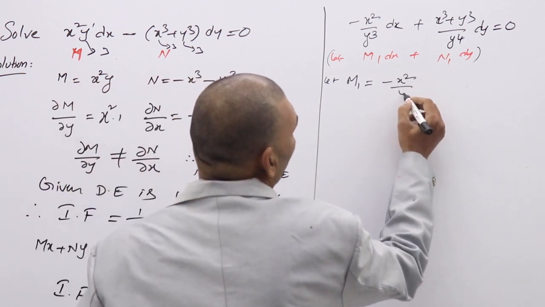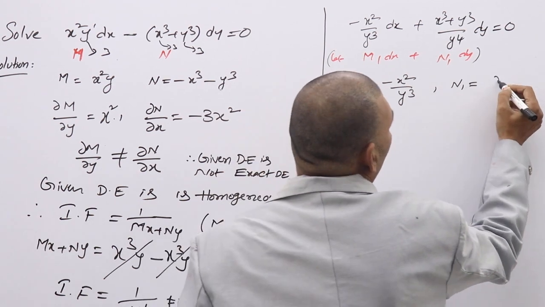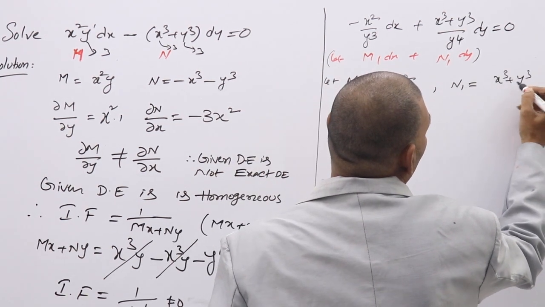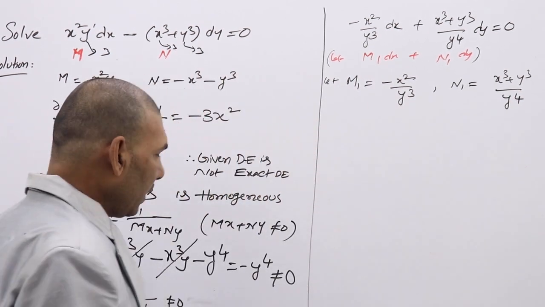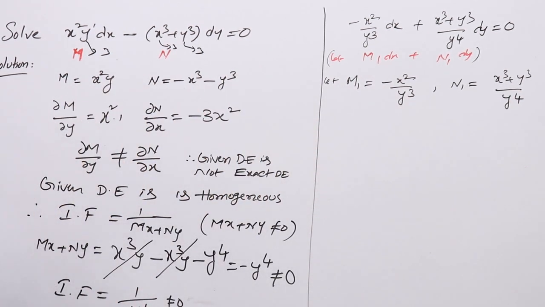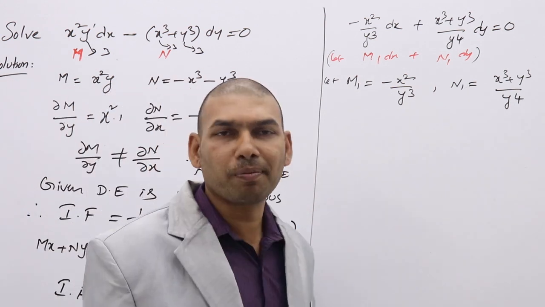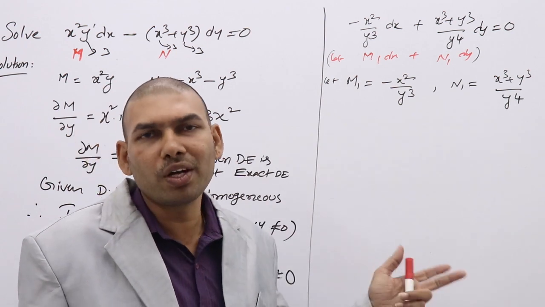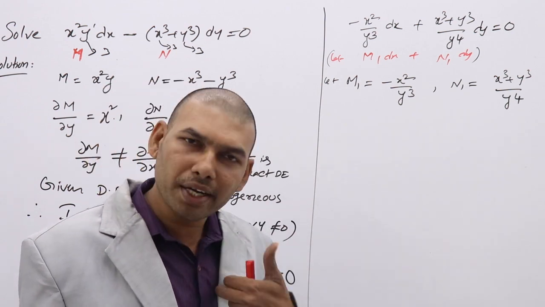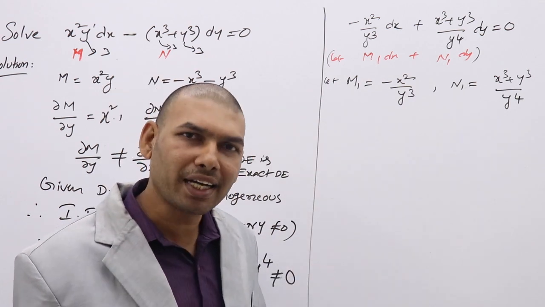Minus x squared by y cube, and take n1 as x cube plus y cube by y to the power of 4. Actually, if you find a suitable integrating factor, that non-exact becomes exact. No need to check dou m1 by dou y equal to dou n1 by dou x. But I am proving here our integrating factor is correct and suitable.